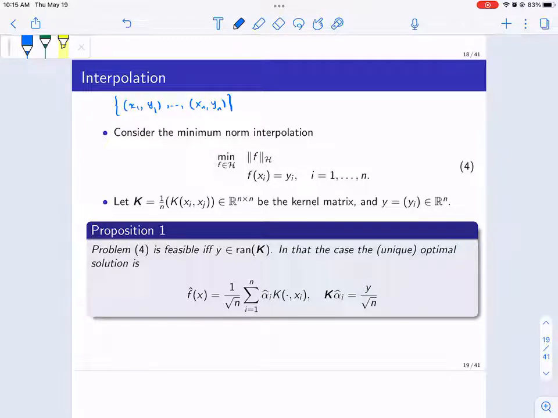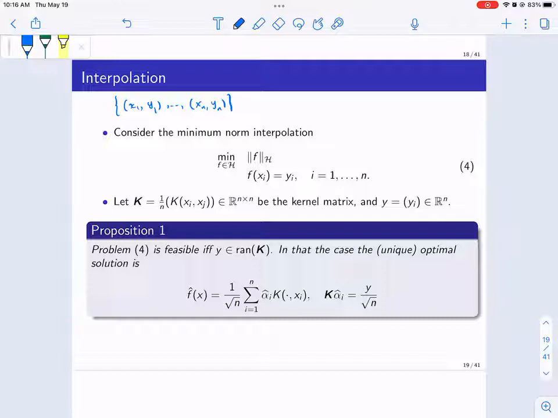If I restrict my f to be in H, and if H is finite dimensional, there might not be solutions. But if H is infinite dimensional, there are often many solutions, because this imposes n constraints, whereas f has infinite degrees of freedom. So I get many choices.